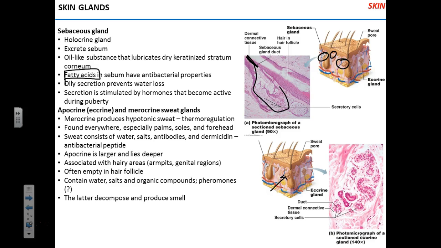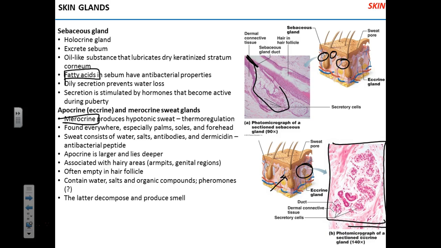Now, sweat glands. First, merocrine. You can see, well, on this picture, they are not really specified. The one that is shown here is the apocrine, but structurally they are very similar. So merocrine sweat gland is the exocrine gland that produces so-called hypotonic sweat. Do you remember how merocrine glands function? What happens to the cells in the merocrine glands? They remain intact. Merocrine, they remain completely intact.